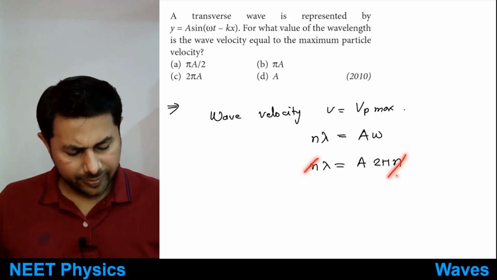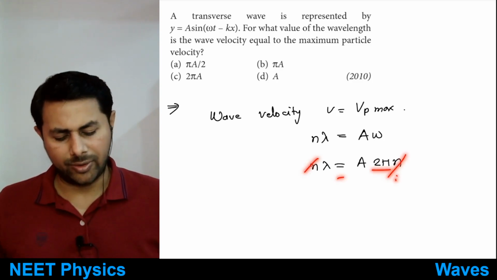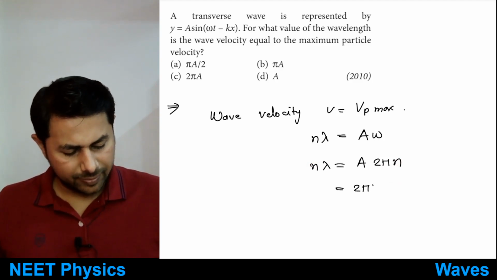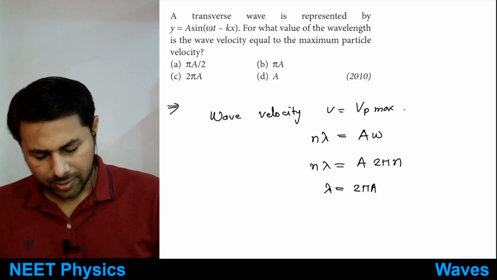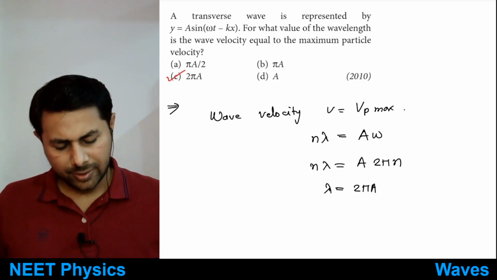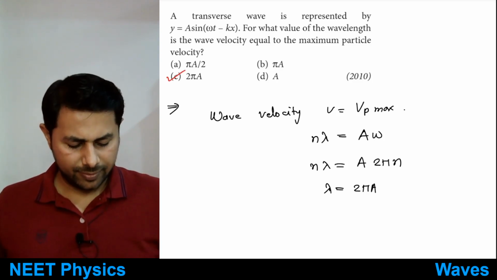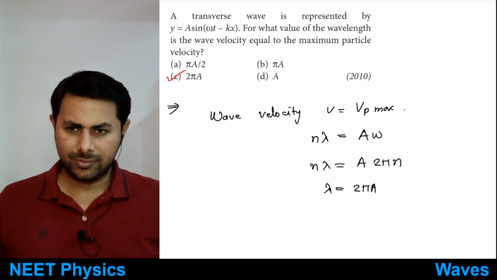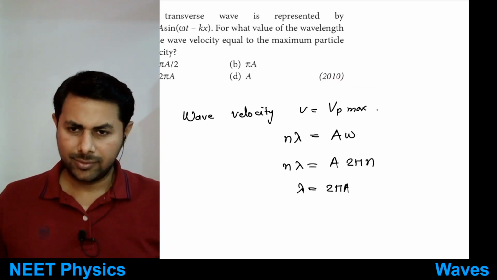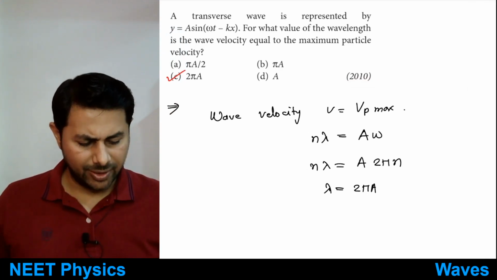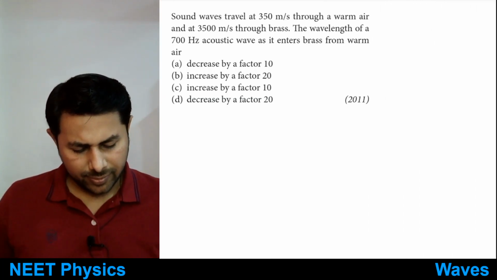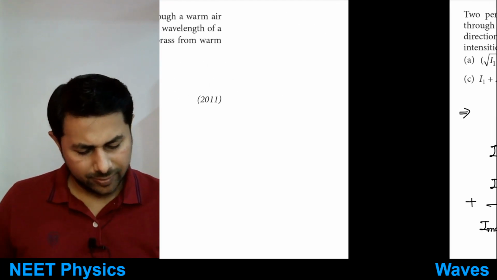N gets cancelled and you have lambda equals 2 pi a only. That's it. Lambda equals 2 pi a. Okay, so it is option C, right? Okay, this is simple. So this question has been repeated and it was asked recently also. Okay, let's see this one.